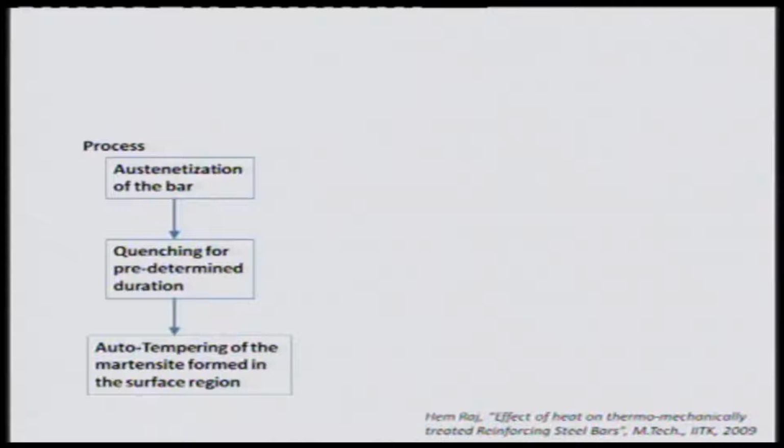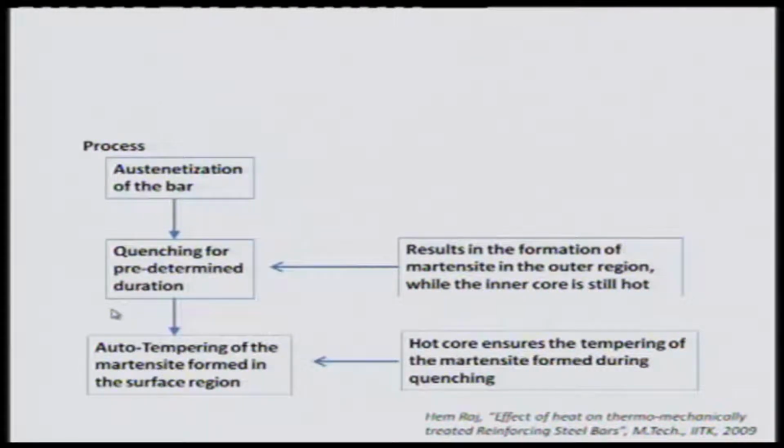It goes through what is called a quenching box, and hence it gets quenched for a predetermined duration. We will see why you do not want to quench it continuously; you want to quench it only for a predetermined duration, such that the surface layers form martensite while the interior is still soft. The interior is still in the austenite region. So martensite forms in the outer region while the inner core is still hot. Now, when it comes out of the quenching box, the cooling is stopped at the surface. The inner core of the material is hot enough that heat transfers to the surface and actually tempers the martensite, and that is what is called auto tempering.